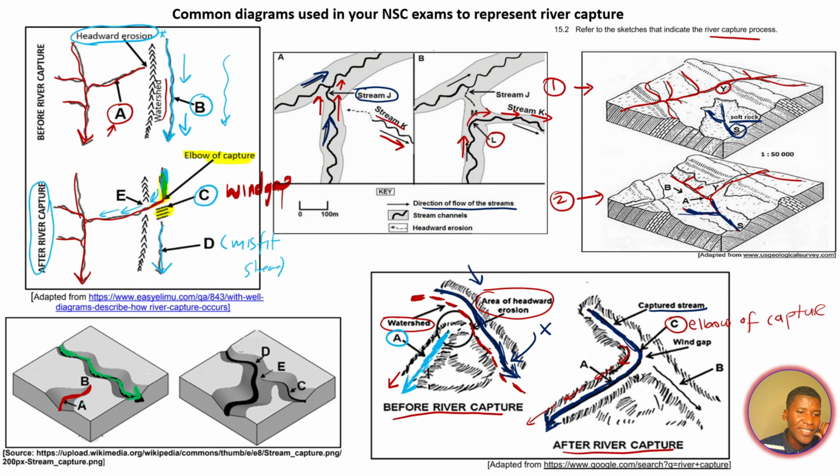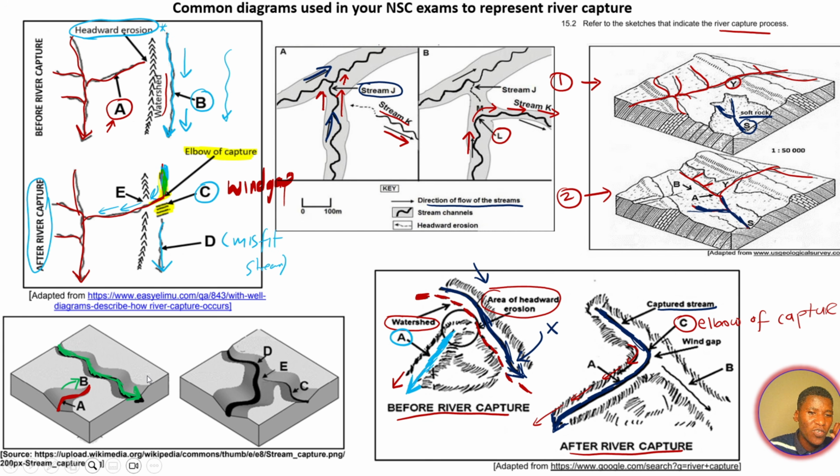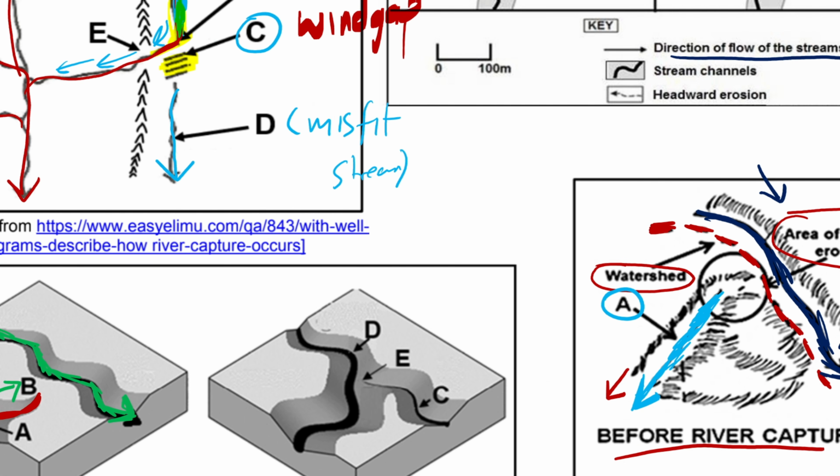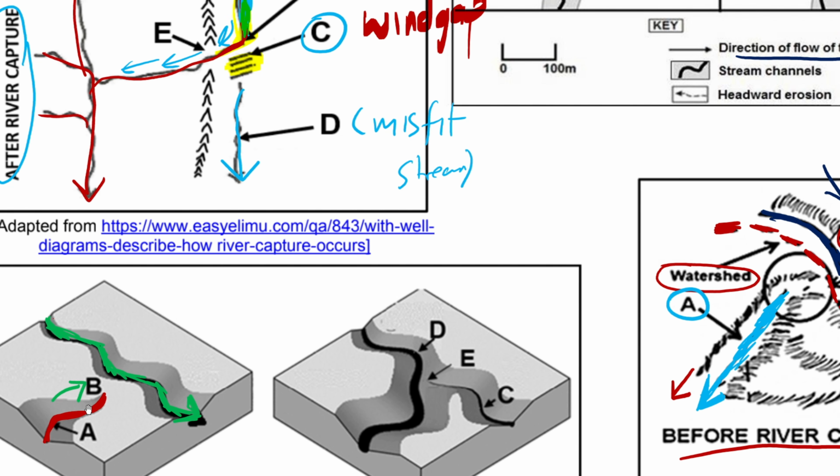Now we can see that A is eroding towards B. In other words, A is trying to capture stream B. So A is the captor stream. It is trying to move towards stream B. Here they didn't even give us a key, but we can see that A is trying to erode. And after river capture, you can see that it has eroded successfully and it has stolen the waters of river B.